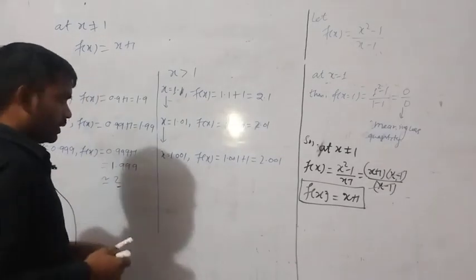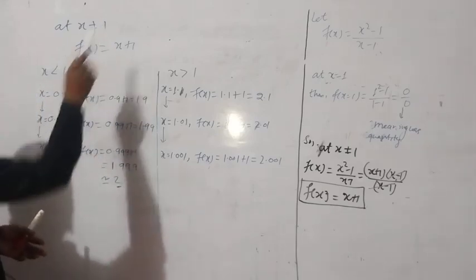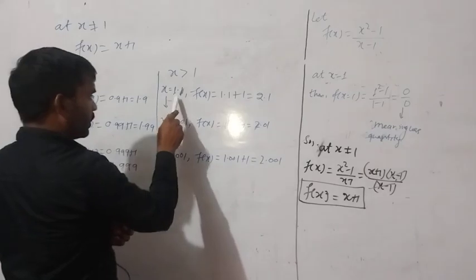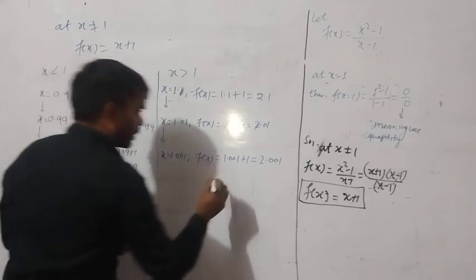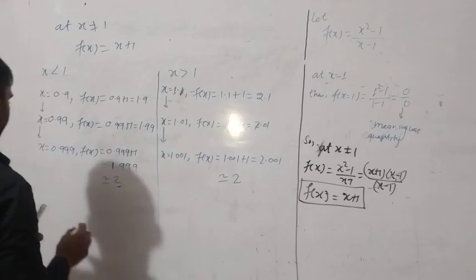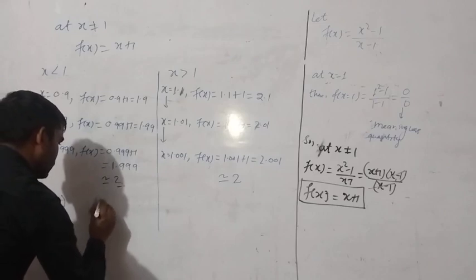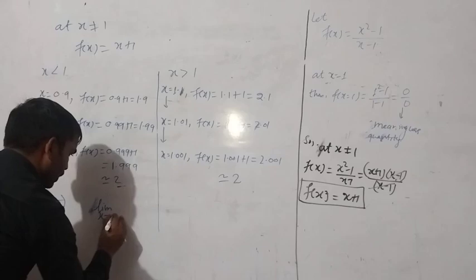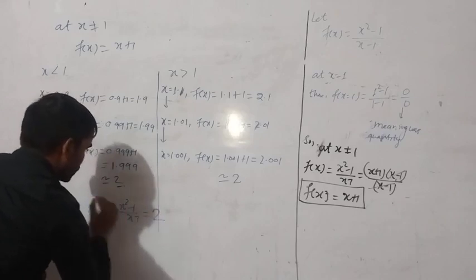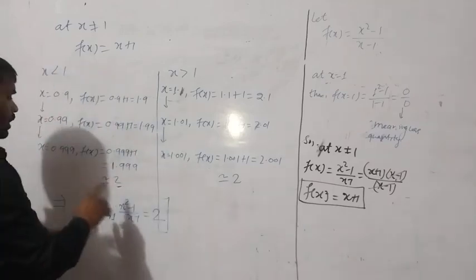So with the help of this example, we can simply see that as we move nearer to 1 from the left side and from the right side, the function value almost converges to 2. So in this case we can write the limit as x tends to 1 of (x square minus 1) upon (x minus 1) gives limit 2. Here is the literal meaning of how we can calculate a limit.